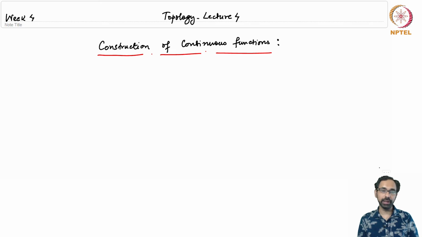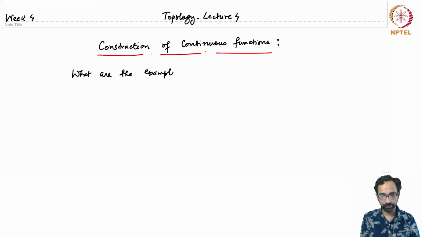So in the last lecture, we have seen the definition of a continuous function, and we have seen some characterizations for the continuity of a function. Now the question arises, what are the examples of continuous functions on general topological spaces?